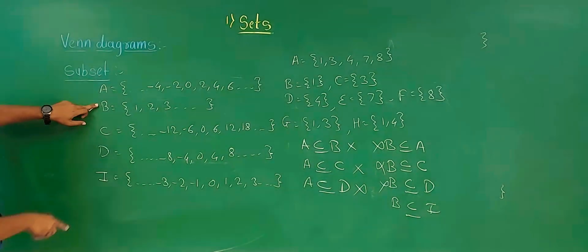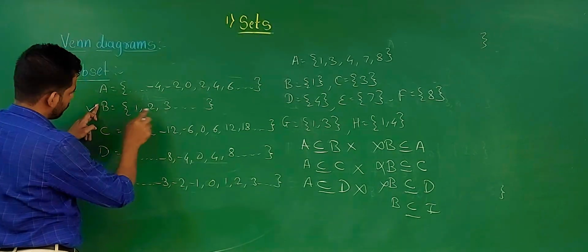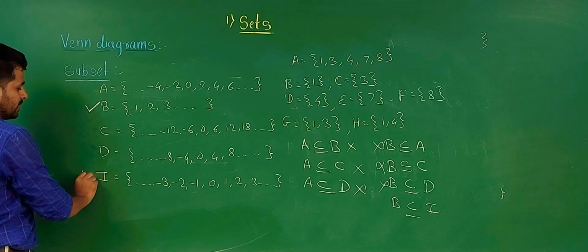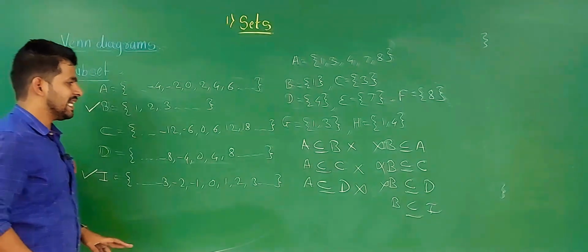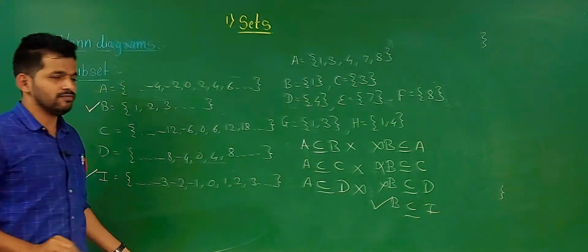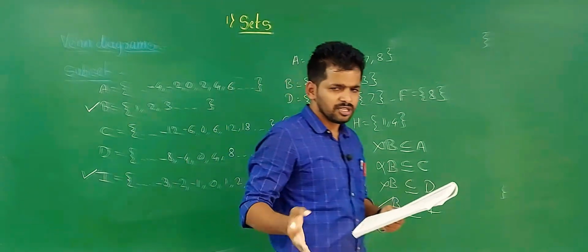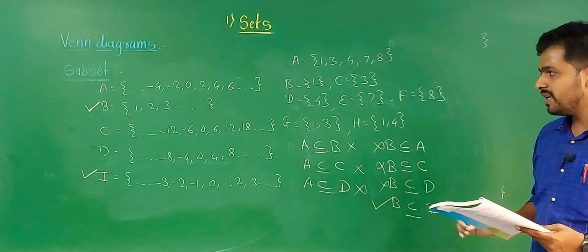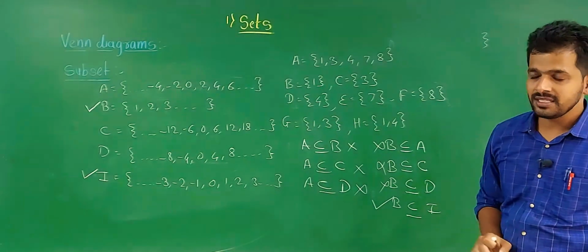Okay, let's see now. B and I. 1 is here, no problem. 2 is here, no problem. 3 is here, there. So every element of set B is present in I, therefore B is a subset of I. Okay, so that is the discussion, but I give the solution here also. So this way we have to complete our two points, that is Venn diagram and subset.